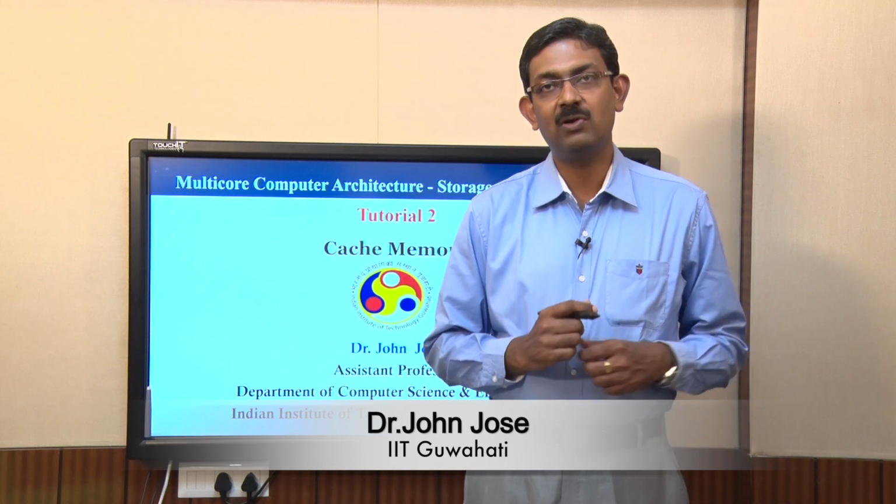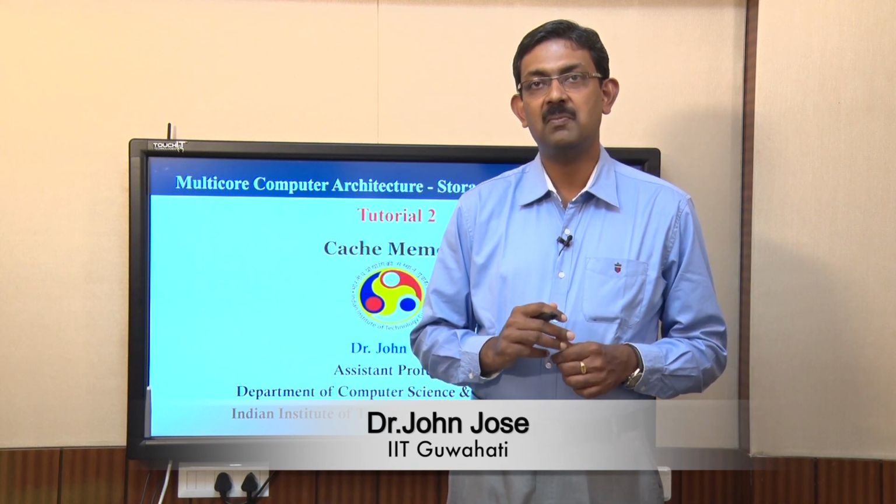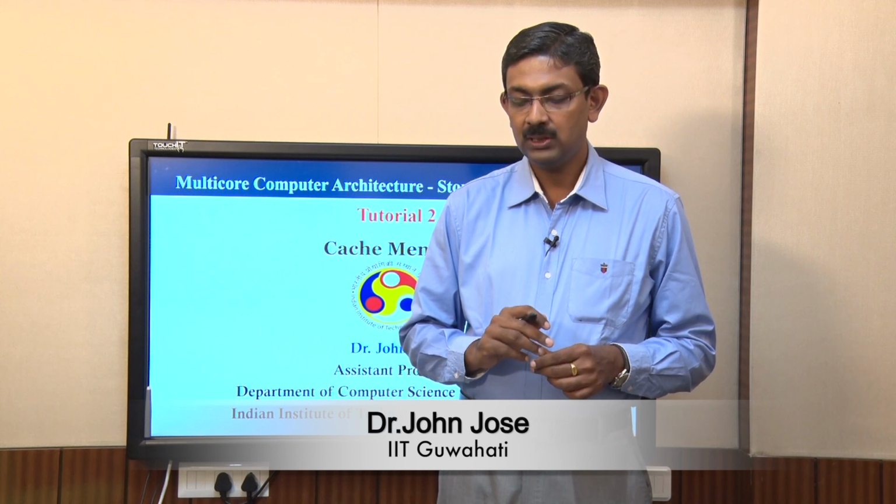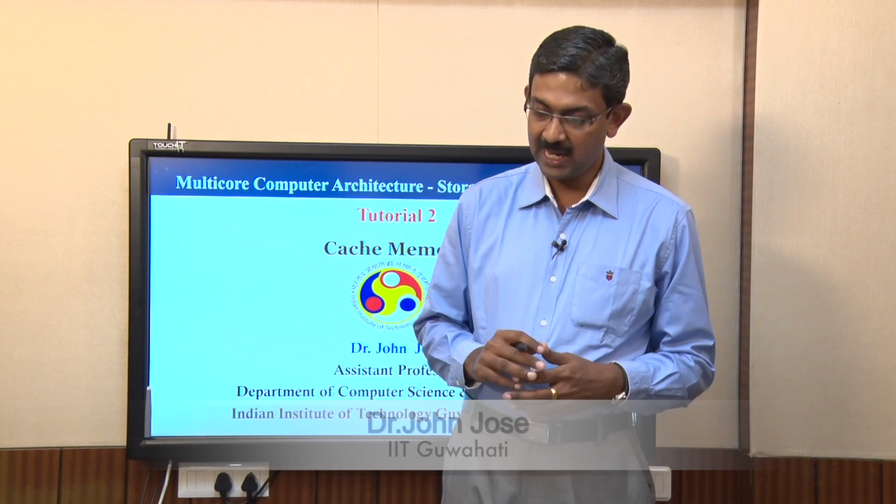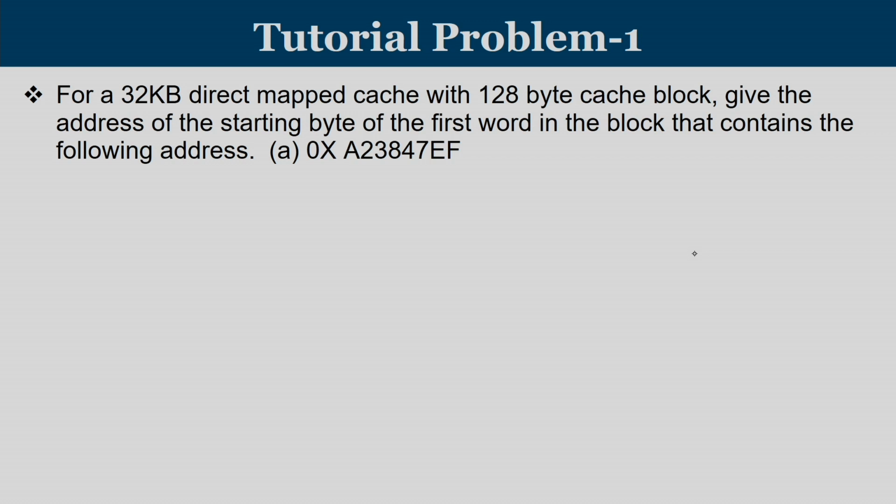Now, we will discuss a few numerical design problems related to cache memory that will help you in solving the exercises. Consider this question: for a 32 KB direct mapped cache with 128 byte cache block, give the address of the starting byte of the first word in the block that contains the following address.